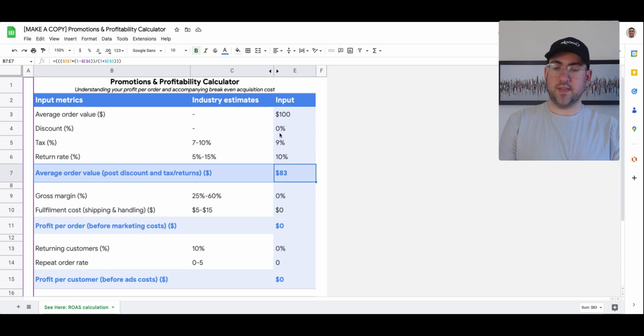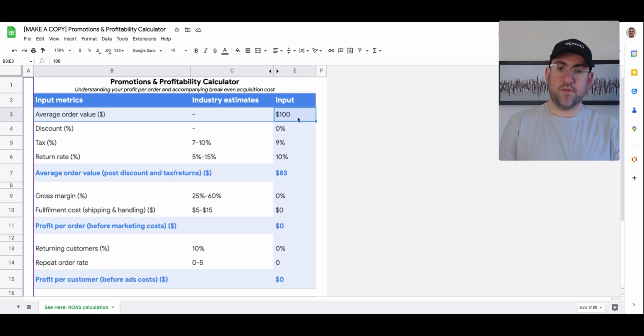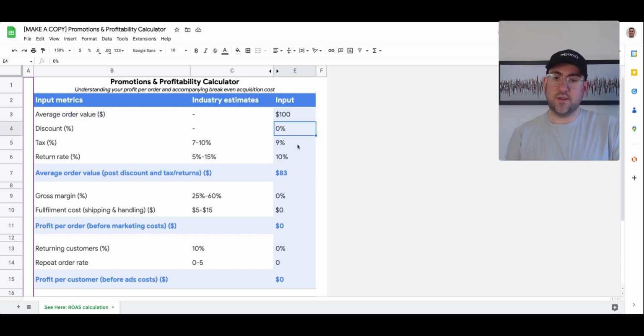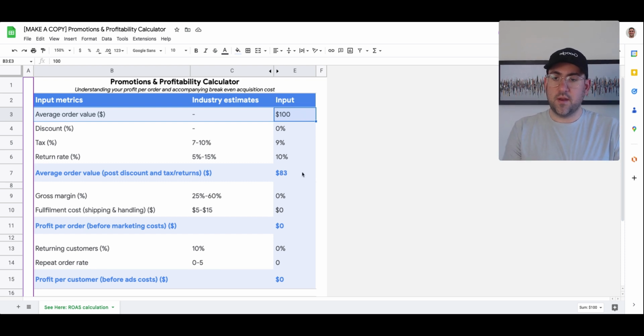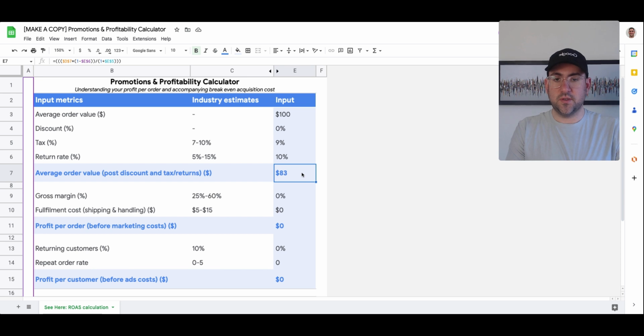So already you can see what we're doing here. The average order value, the revenue from that transaction, is $100. However, after taking in discount, tax, and returns, you're left with $83. So you can already start to see the discrepancy between what you're telling Google and what you're actually taking home at the end of the day, right? Google is optimizing towards this revenue, this transaction level number, but you've got real costs to fulfill these orders that you're not taking into account.